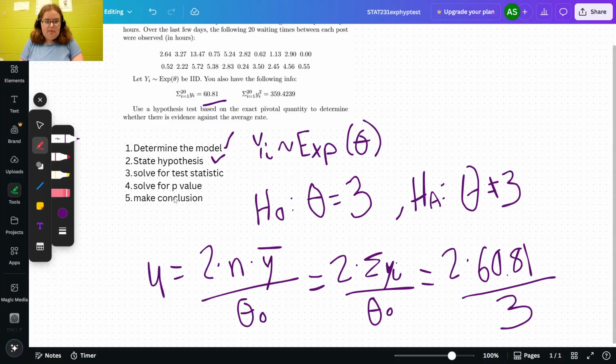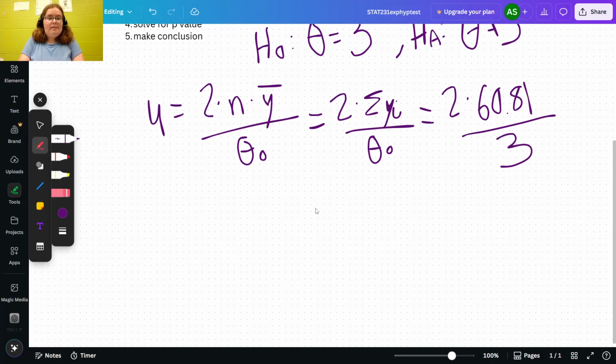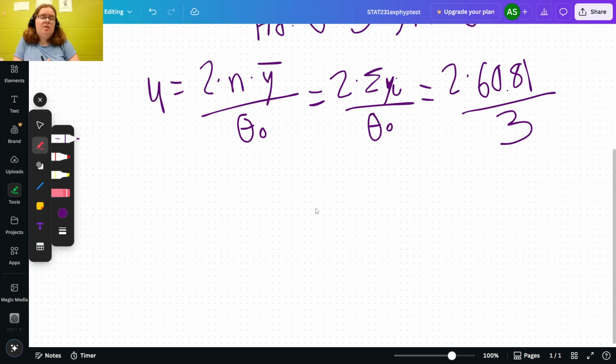And then, so we got the test statistic. Now we need to solve for the p-value. In order to do that, I wanted to show this specifically for this step because it does look a little bit different than you would normally see in hypothesis tests.